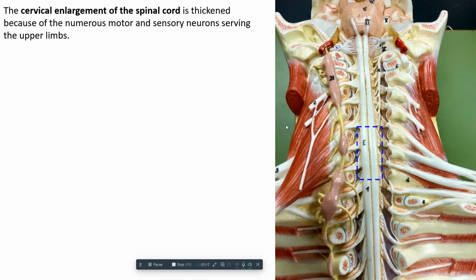Now I want you to notice that there is a slightly thicker portion of the cervical spinal cord called the cervical enlargement. This is where I have a lot of neurons going to and coming from my upper limbs. So think about the degree of muscular movement, the dexterity, the degree of sensation we have in our upper limbs. All that movement, all that sensation requires copious neurons. So I'm going to have a thicker region of my spinal cord to accommodate those neurons.